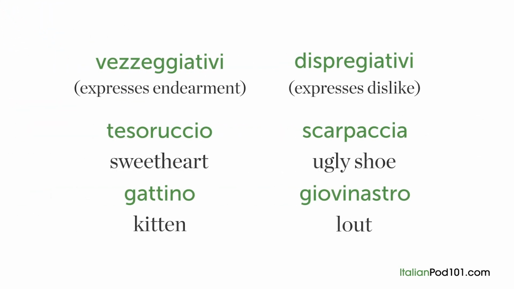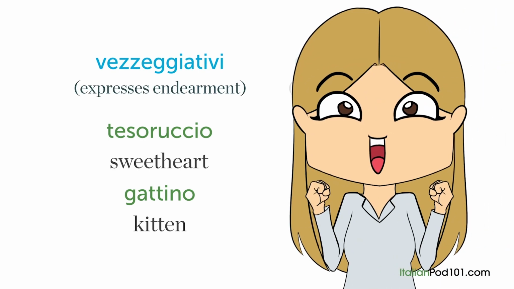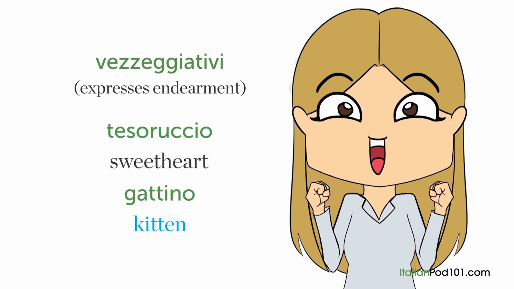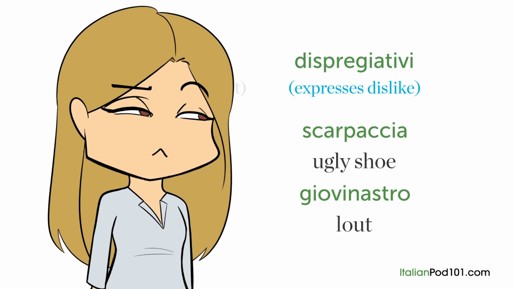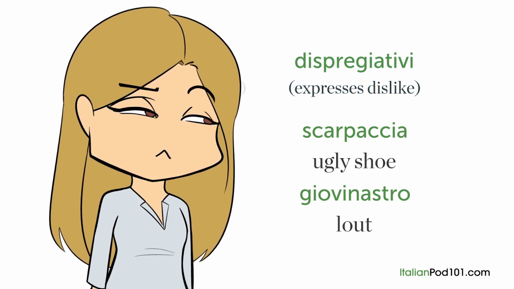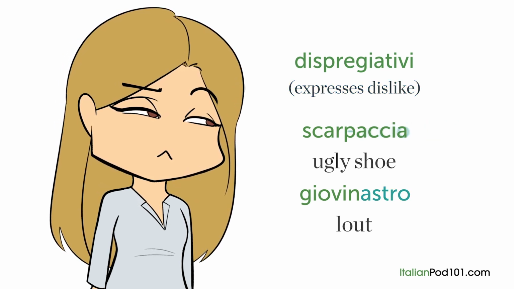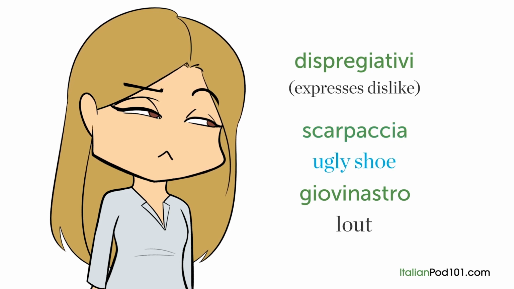Let's see which ones. To describe something positively or negatively, you can use vezzeggiativi and dispregiativi. Vezzeggiativi express endearment. Some common suffixes are uccio and ino. For example, tesoruccio, sweetheart; gattino, kitten. Dispregiativi express dislike. Common suffixes are accio and astro. For example, scarpaccia, ugly shoe; giovinastro, loud.